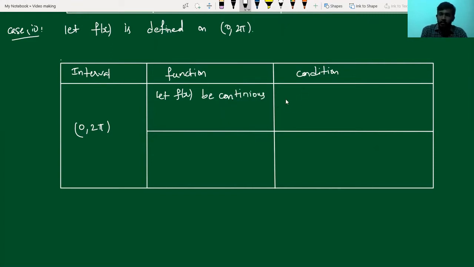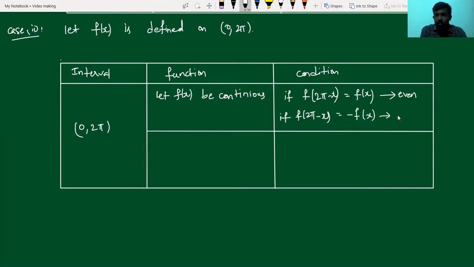Then the conditions are: if f of 2 pi minus x is equal to the function f of x, then we can call the function even, and if f of 2 pi minus x is equal to minus of f of x, then the function is said to be odd. Suppose in the same interval 0 to 2 pi, let f of x be a split function.